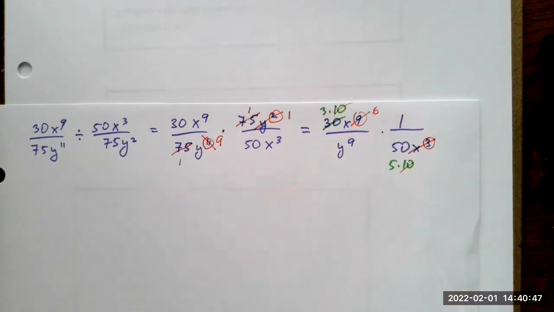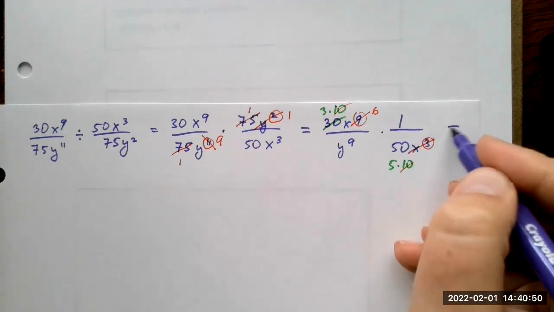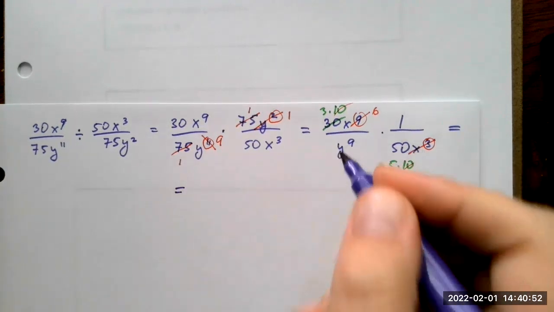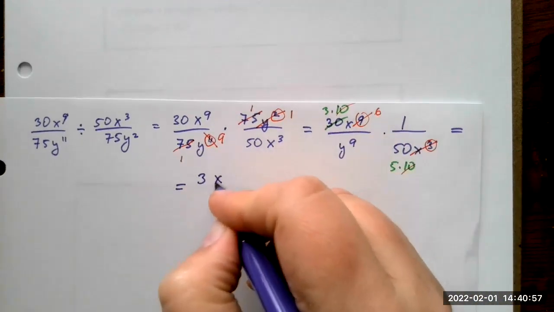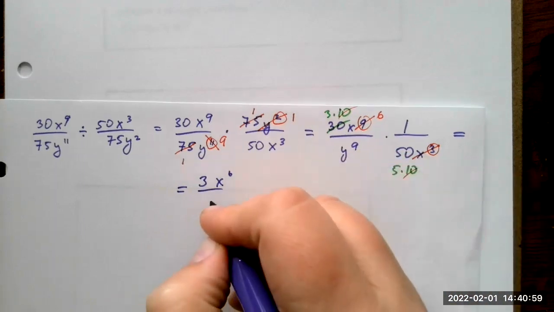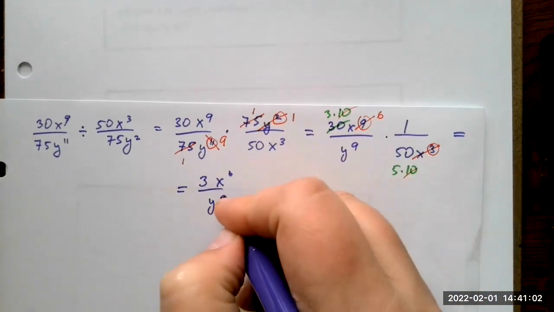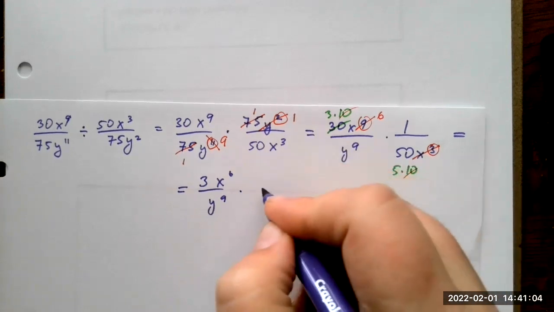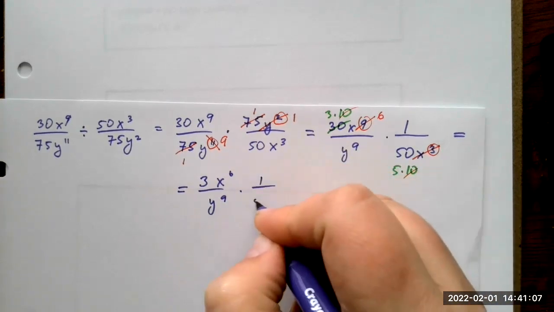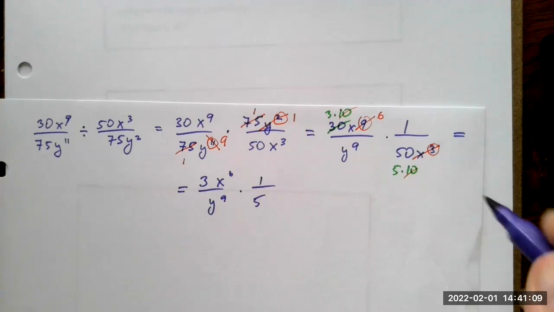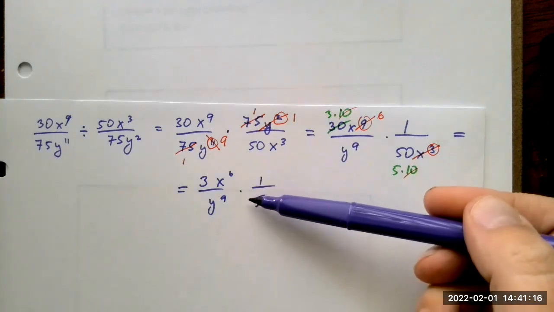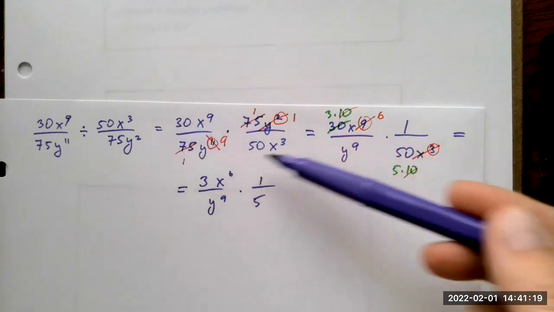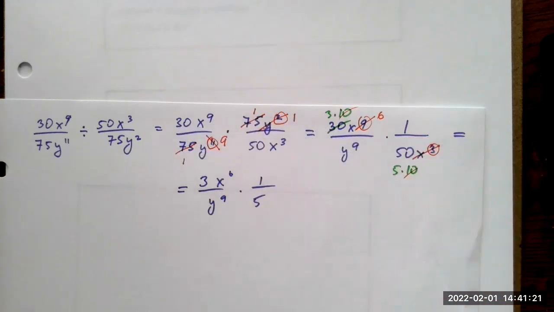Okay, so again, let's rewrite, make it clean. So we have 3 left and x to the 6 over y to the 9th, and then times 1 over 5, times, well, everything's gone, right? So it's just 5. All right, so look how much simpler this looks than what we had at the beginning. Now it's all simplified.